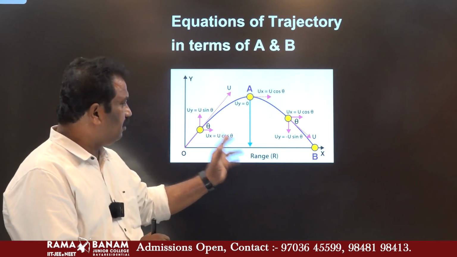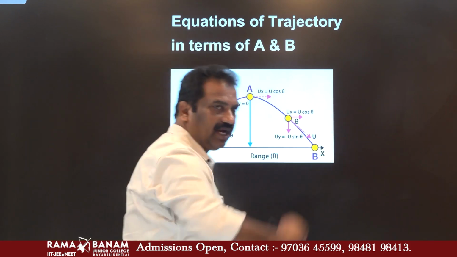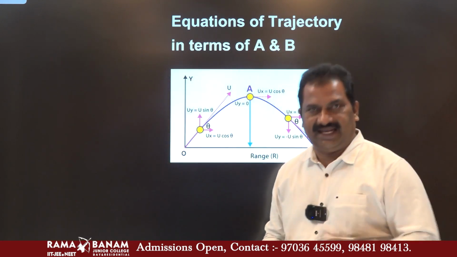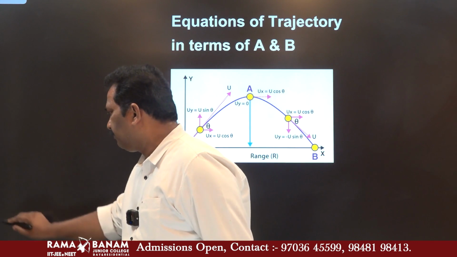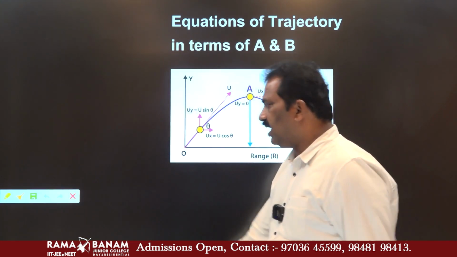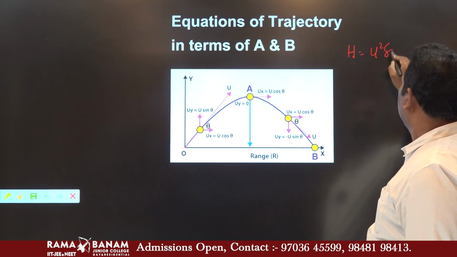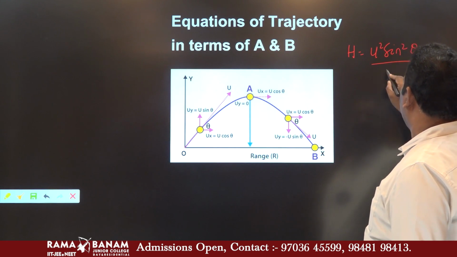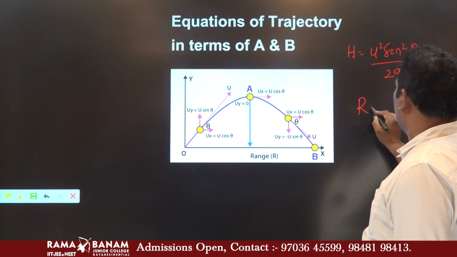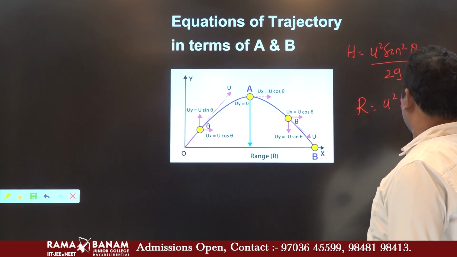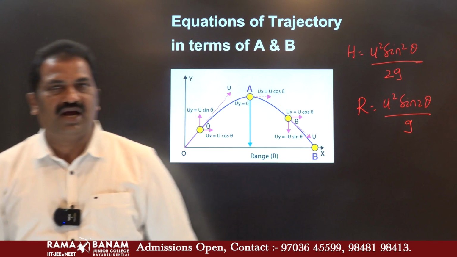This is the horizontal component u cos theta, and the vertical component u sin theta. We know the formula for maximum height. Generally in the case of projectile, h is equal to u square sin square theta by 2g, and the range formula is r is equal to u square sin 2 theta by g. These are the basic formulas for maximum height and range.